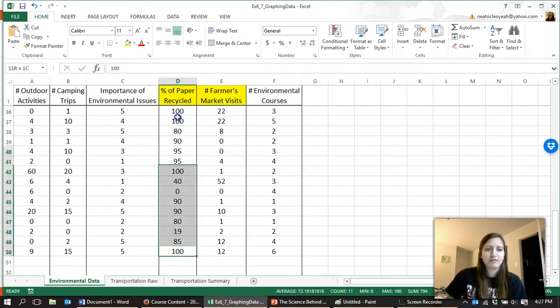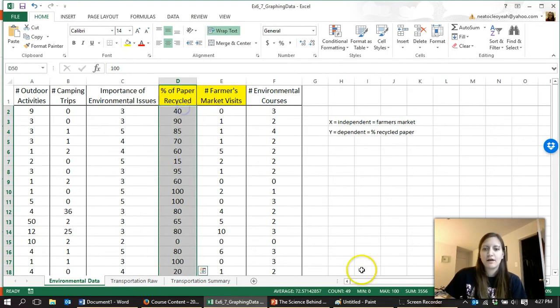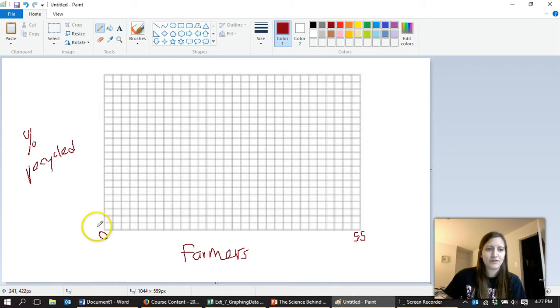Alright, I'm going to do the same thing for percent recycled paper. My minimum is 0 and my max is 100, which I was kind of expecting anyway. So we still have this 0 down here and 100. So now I have ensured that all of my data will first of all fit on this graph, and second of all, it'll be stretched out as much as possible.